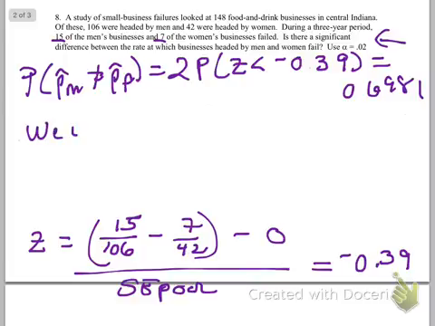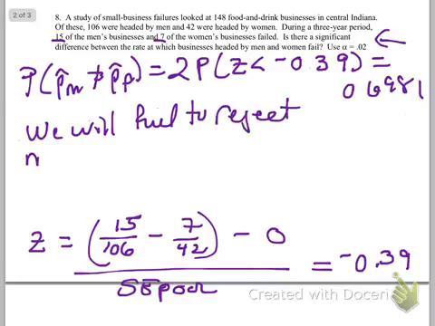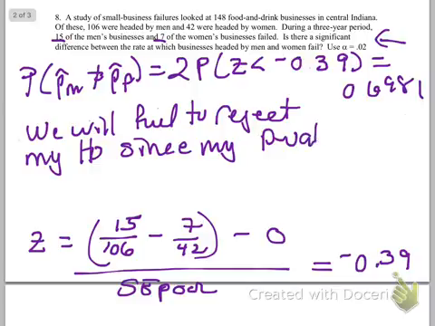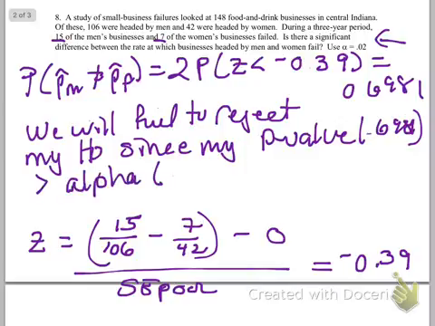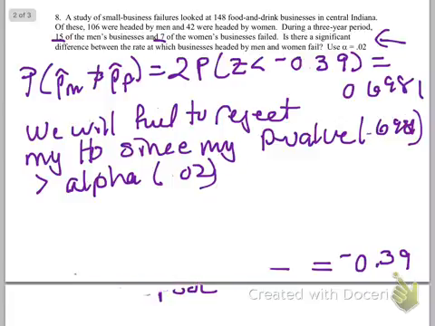So we will fail to reject my H0 since my p-value of 0.6981 is greater than my alpha, which is 0.02. Okay, so that means we're keeping H0, and so what does that mean? That means there is no difference, right?